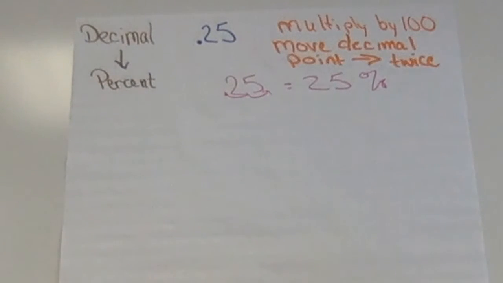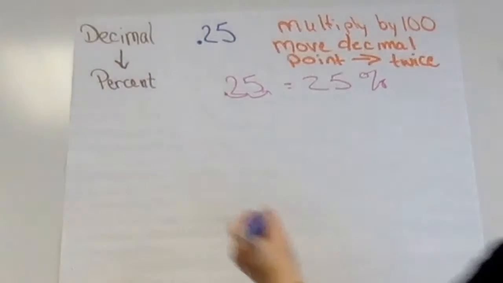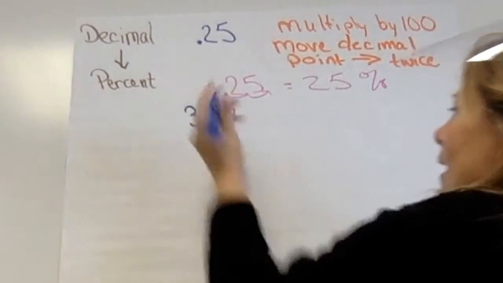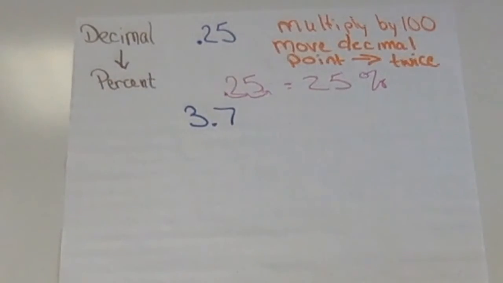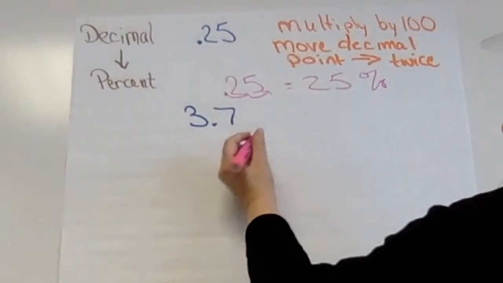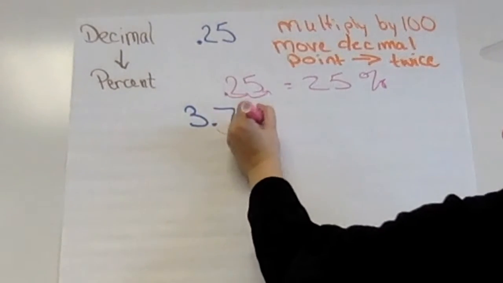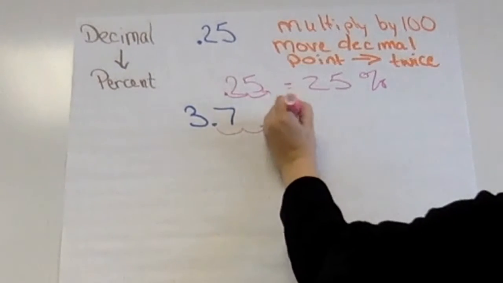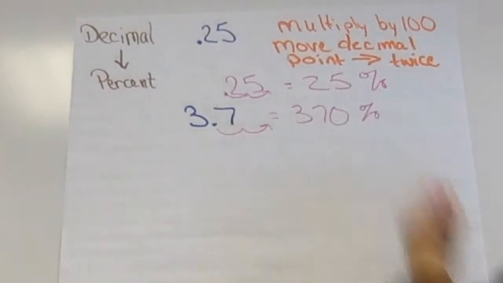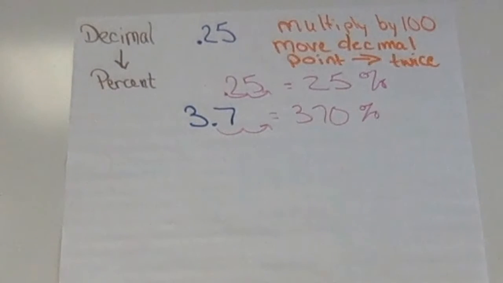If there's no number there, like let's say I had a number like 3.7, and I said convert that to a percent. The rule is the same. I'm just going to take 3.7 and move that decimal point over twice, so it'll be 370%. Not 37%, because you have to multiply by 100. That would just be once, that'd just be times 10.